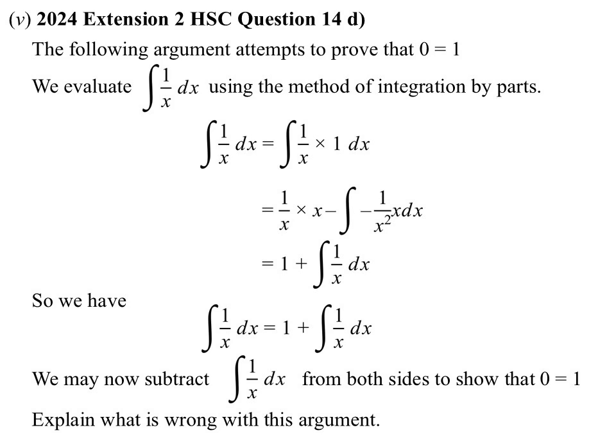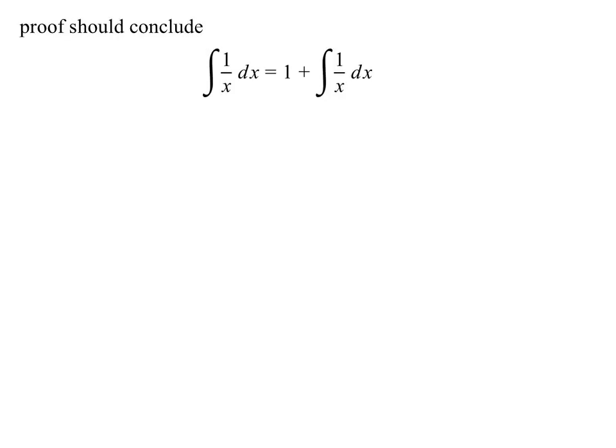That's a pretty sound argument. Obviously it's wrong, and that's what you had to do. Explain, well, what's wrong with that? Because clearly 0 does not equal 1. So they got to this point. They took away the integral from both sides and said 0 equals 1, and that was the mistake.